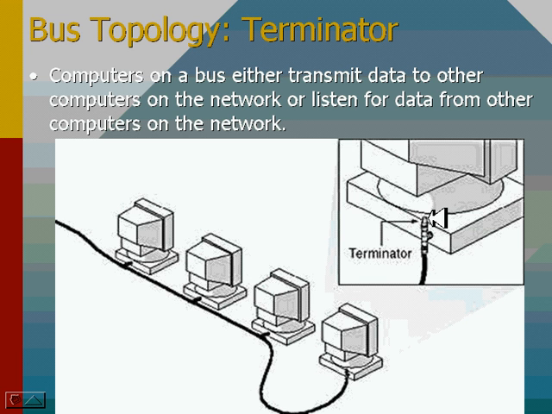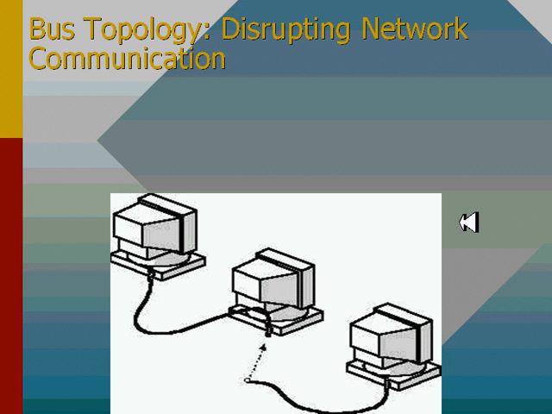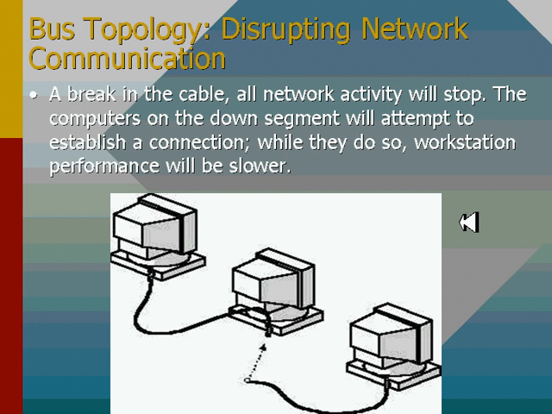At the very end of the bus topology, a special terminator is needed. The purpose of the terminator is to absorb the echo. With a break in the cable, all network activity will stop in the bus topology. The computers on the down segment will attempt to establish a connection. While they do so, workstation performance will be slower.